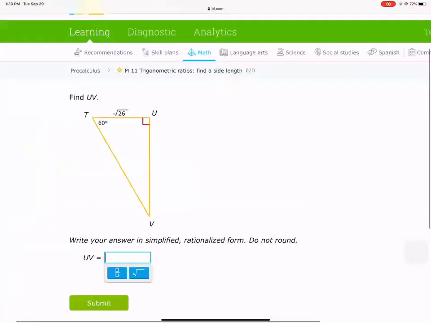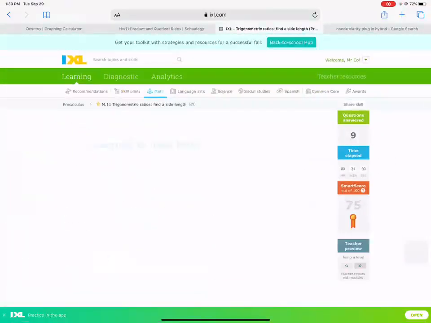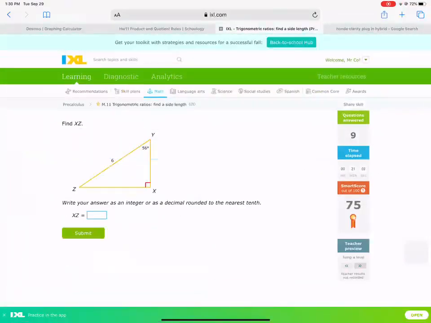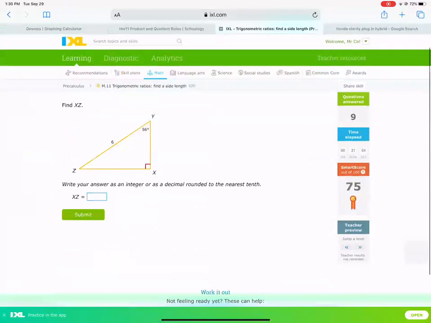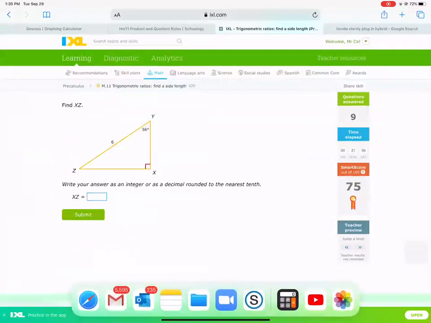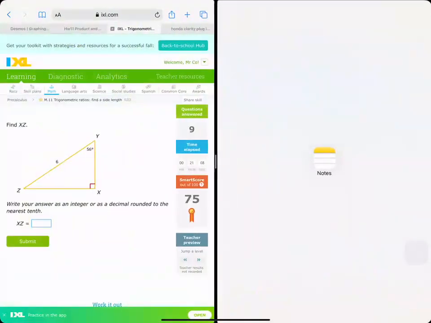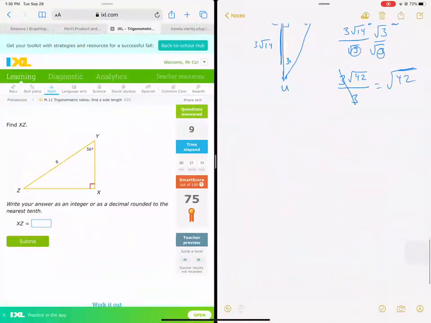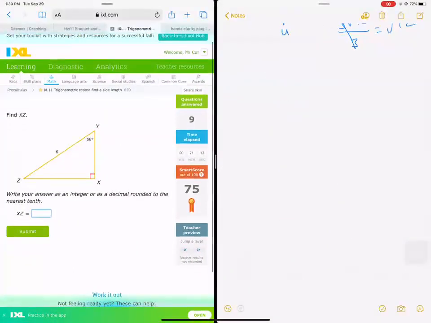Okay, I'm going to go ahead and jump to problem 64 already. Okay, here we go. So for this problem here, did they give us 3 bits of information? They gave me the right angle, 56, and 6. Yes, they gave me 3 bits of information, which means I can solve this triangle.